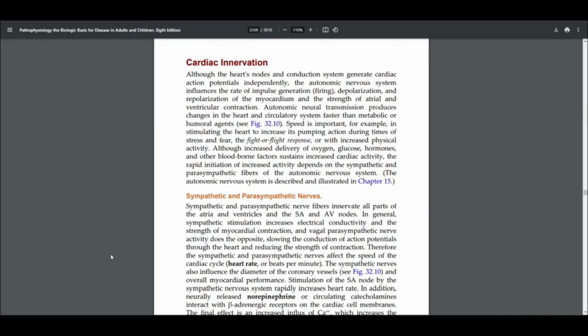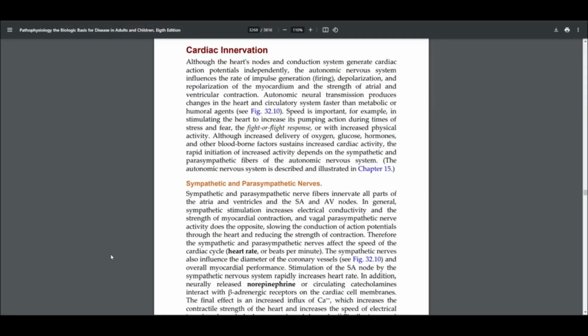Although increased delivery of oxygen, glucose, hormones, and other blood-borne factors sustain increased cardiac activity, the rapid initiation of increased activity depends on the sympathetic and parasympathetic fibers of the autonomic nervous system. The autonomic nervous system is described and illustrated in Chapter 15.